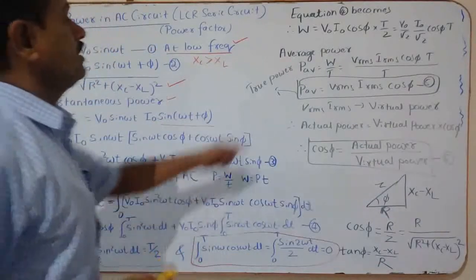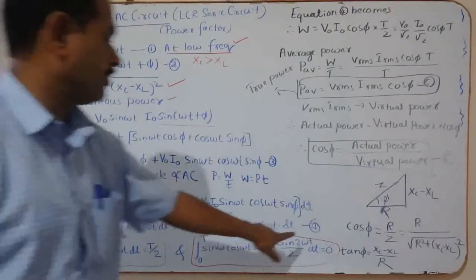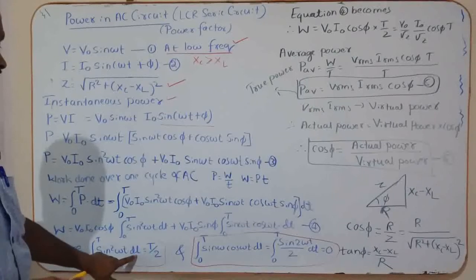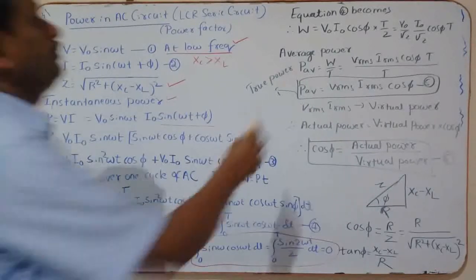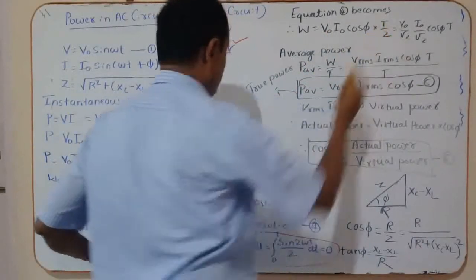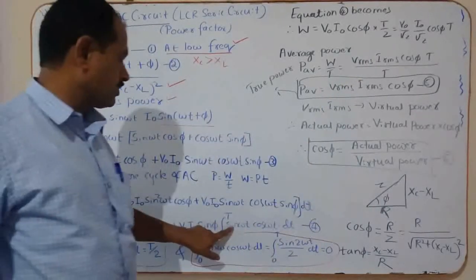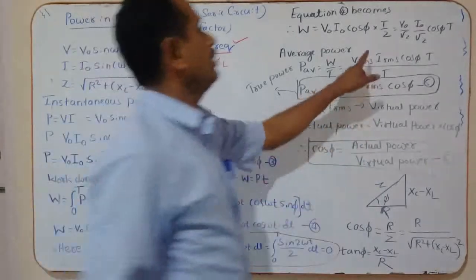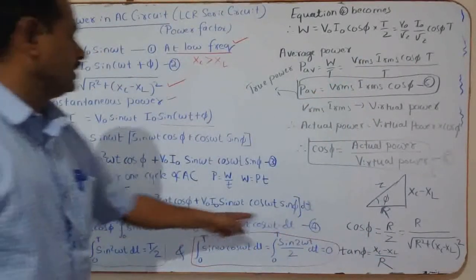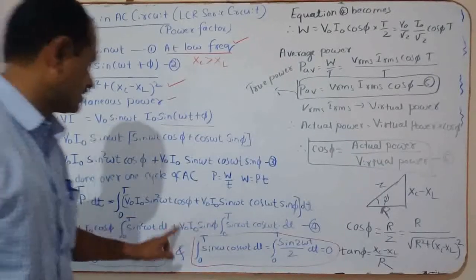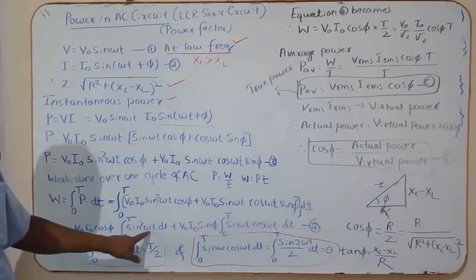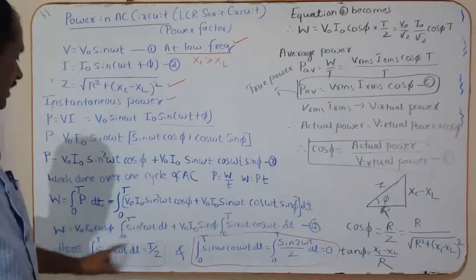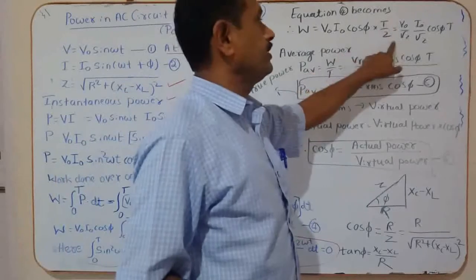Now equation 4 becomes... Now what to do is integrate sin square omega t dt from 0 to t/2, which gives P naught I naught cos phi into t/2. Now the integration of sin omega t into cos omega t dt becomes 0. So this term becomes 0, the total term becomes 0. At that time only you get P naught I naught cos phi, and the value of the integral is t/2, you take t/2.